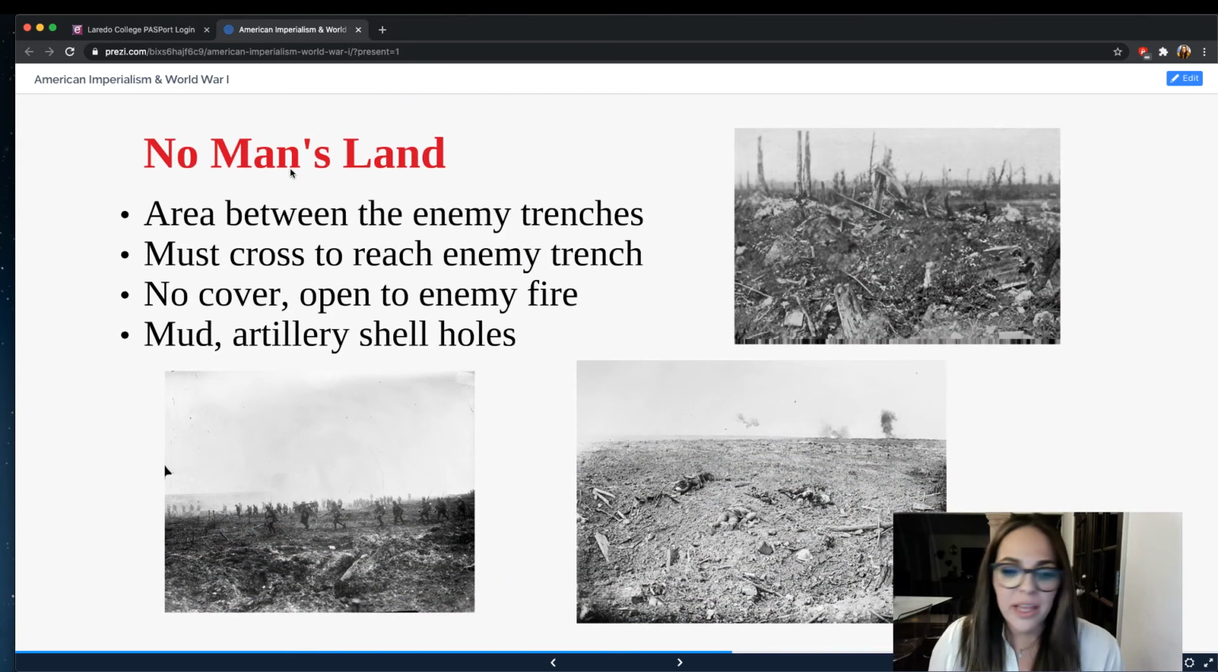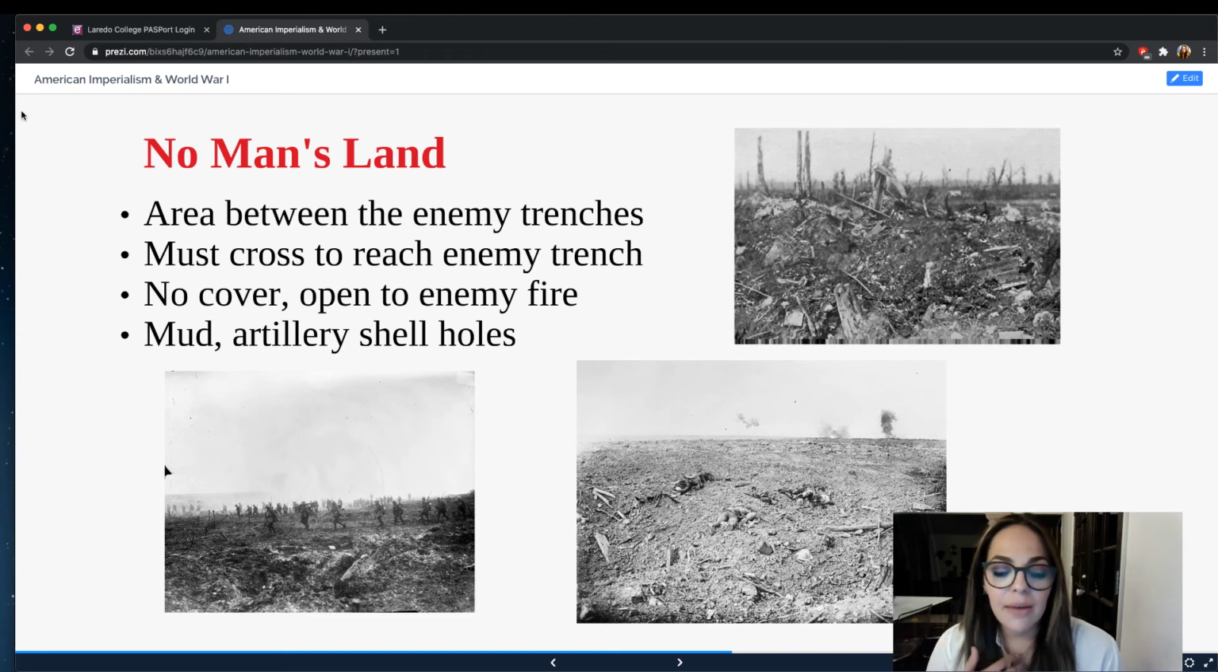You don't want to be there. There's mud, and once they start using the poison gases, those shell holes are going to be deadly. You could jump in there thinking, okay, I'm safe here, and then get into that hole, and it's full of toxic gases and stuff like that.